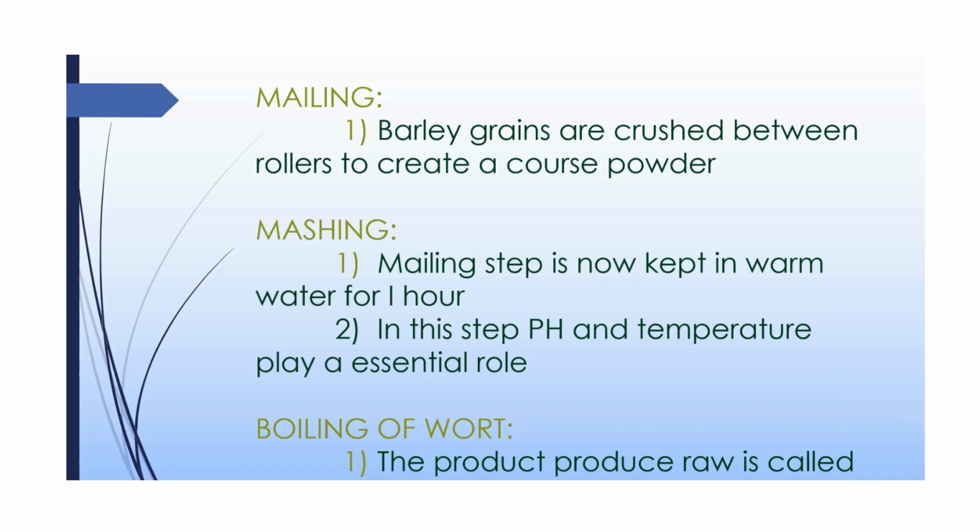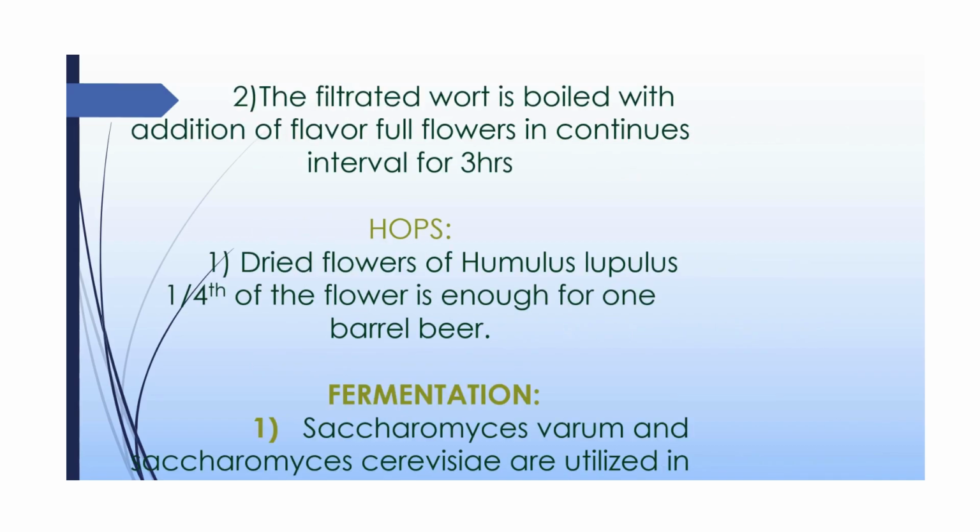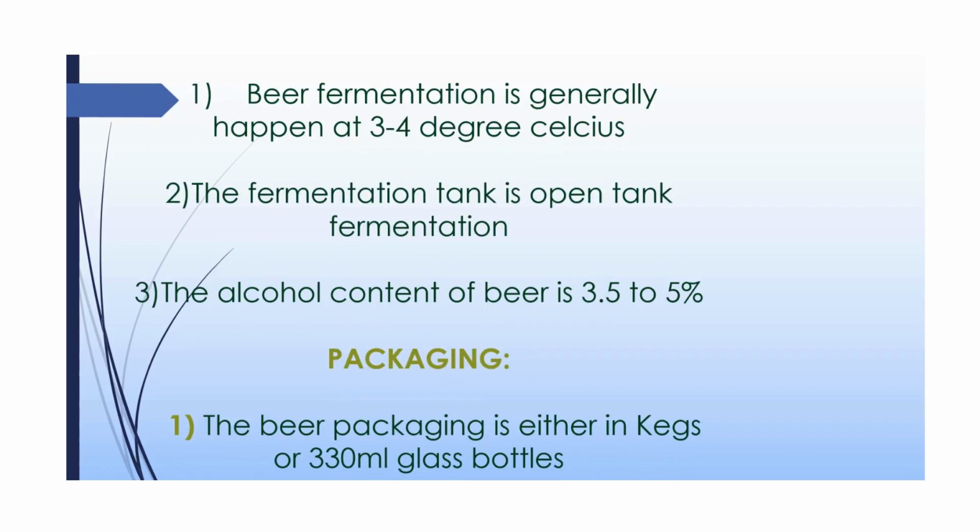Boiling of wort. The raw product, the filtered wort, is boiled and then extracted by sugar caramelization. Then hops, or dried flowers of Humulus lupulus, are added, enough for 1 barrel of beer, to provide additional flavor. Then the process called fermentation. Saccharomyces uvarum and Saccharomyces cerevisiae are utilized in the creation of beer. Beer fermentation generally happens at 3 to 4 degrees Celsius.